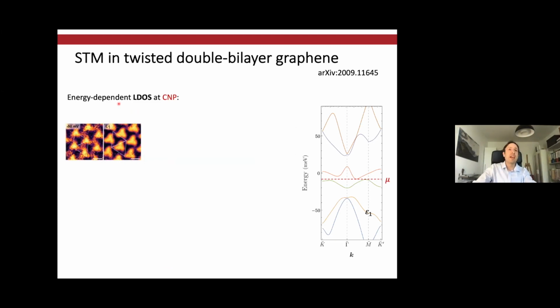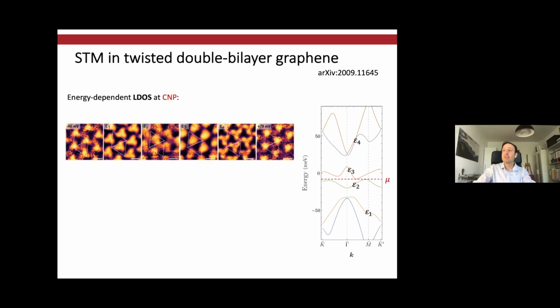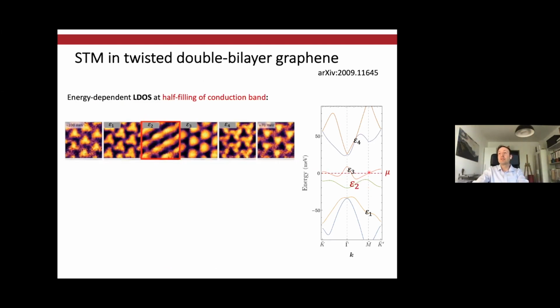So here, let's take a look at the energy-dependent local density of states. Here, first the charge neutrality. And here, this is shown at different energies. And you can see that across these energies, the data is roughly C3 symmetric. Now let's change the chemical potential to be located in the middle of the conduction band. So we dope the system with electrons, and you see that at energies corresponding to this valence band, here you get very strong indications of stripes, which indicate that you have a doping-dependent spontaneous breaking of rotational symmetry. So that might be an indication of electronic nematic order in the system.